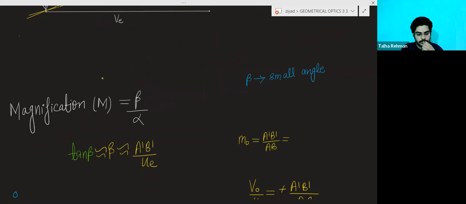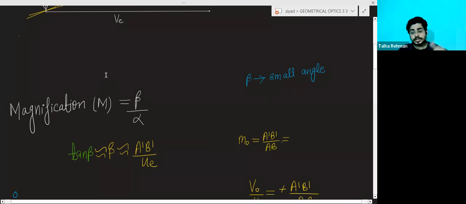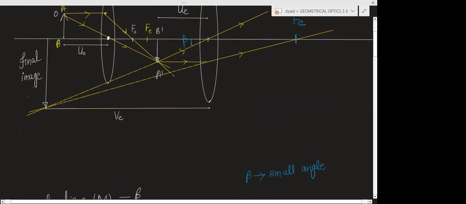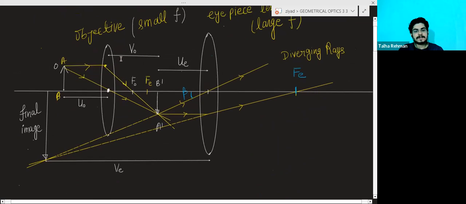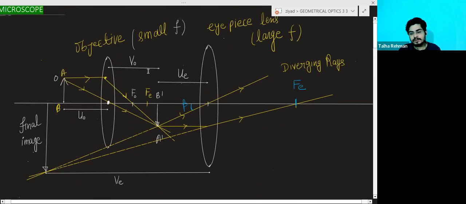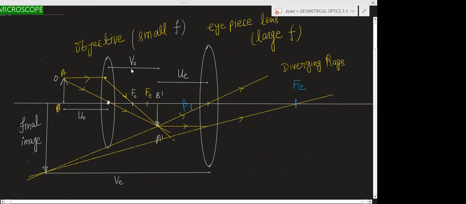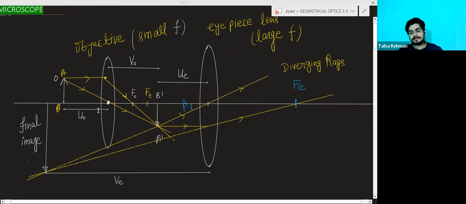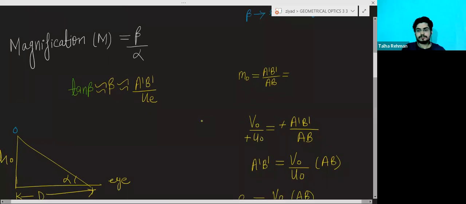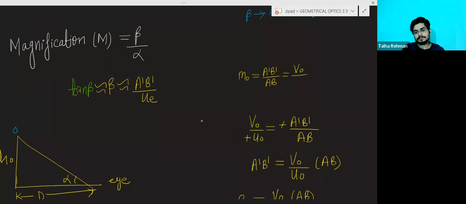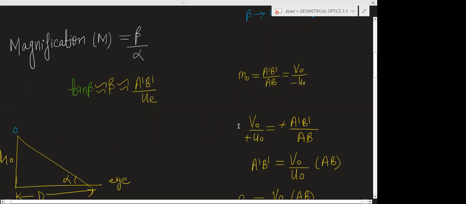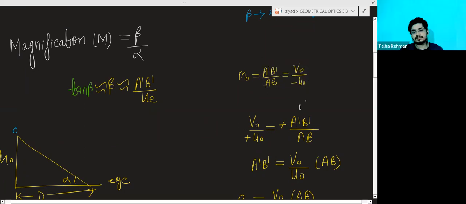Now there is one more formula for the magnification. Magnification is V by U. This distance will be V, the position of the image, divided by U. So this V naught you will take positive, but U naught you will take negative. The reason you know: the direction of incident light. So it will be V naught by minus U naught. After that, you can compare this.